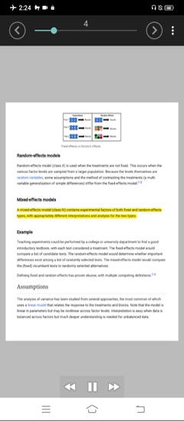Example. Teaching experiments could be performed by a college or university department to find a good introductory textbook, with each text considered a treatment. The fixed effects model would compare a list of candidate texts. The random effects model would determine whether important differences exist among a list of randomly selected texts. The mixed effects model would compare the fixed, incumbent texts to randomly selected alternatives.